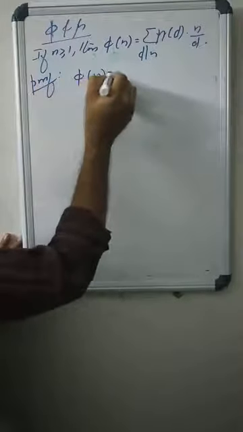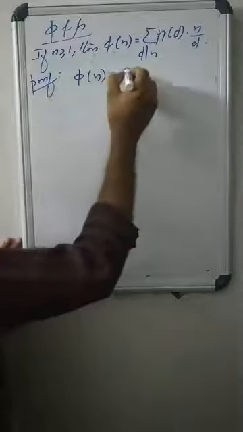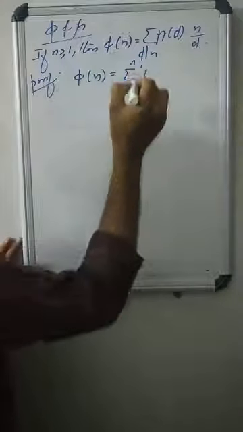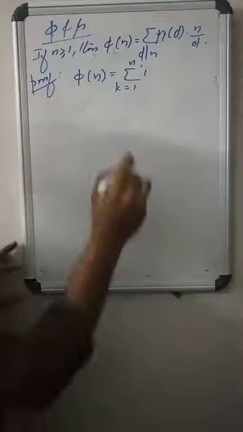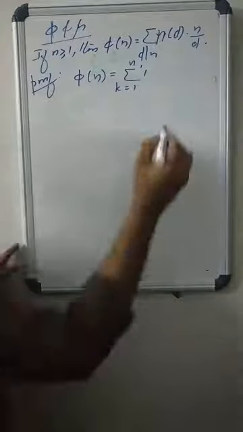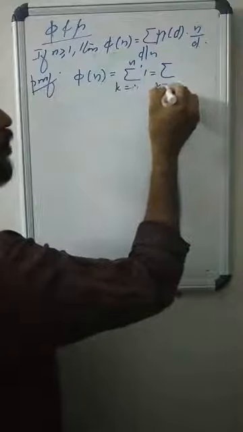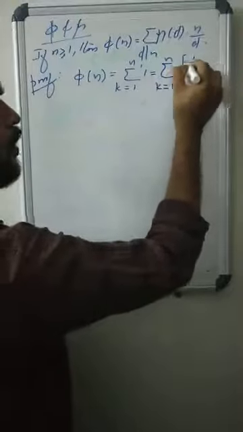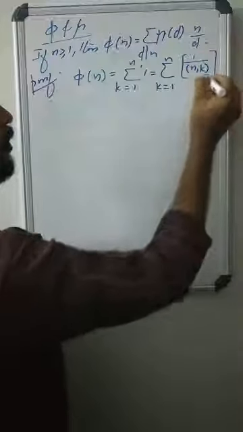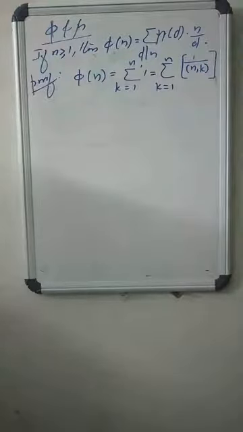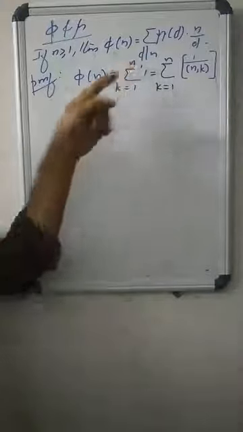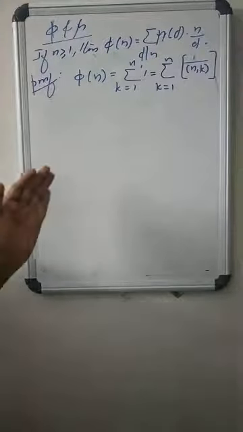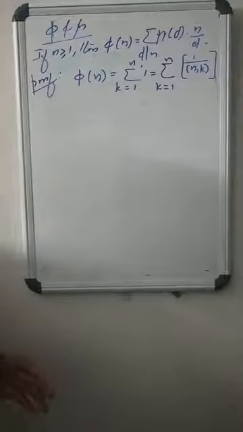What is phi of n? By definition, the Euler totient function phi of n equals sigma k ranges from 1 to n of 1. This indicates k runs through the elements that are relatively prime to n. This can be rewritten as sigma k ranges from 1 to n of the greatest integer of 1 by GCD of n and k. Why? Here the symbol means the sum is extended over those k which are relatively prime to n.